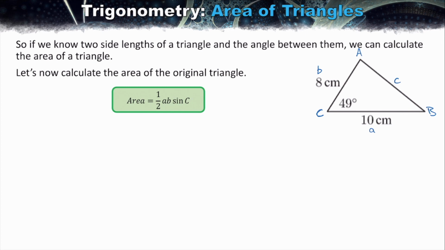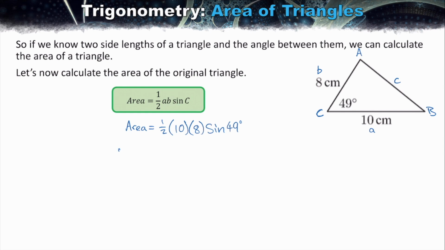Now, with any formula, this is just a substitution game. So you can see here that with our formula, area equals half ab sine C. So if I want to find the area of this, it's equal to half multiplied by my length of a, which is going to be this length just here, that 10 centimeters. I don't want to put the units while I'm doing the working out. So it's going to be half times 10 times my b value, which is going to be the 8 centimeters, multiplied by the sine of my reference angle of 49 degrees.